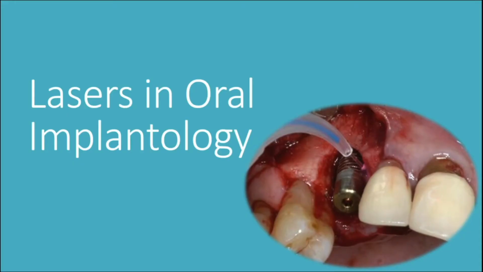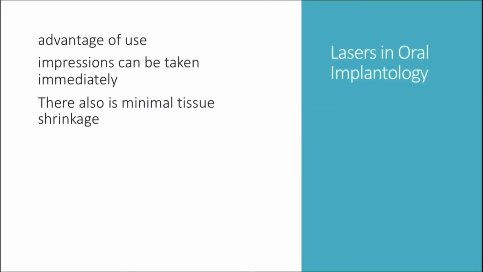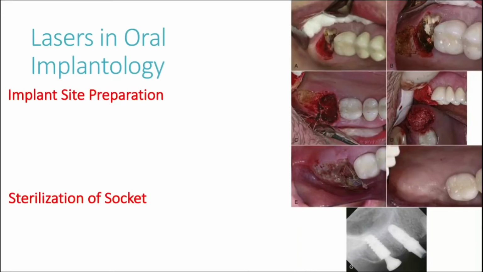Laser in oral implantology. Advantages of use: impressions can be taken immediately and there is minimal tissue shrinkage. Implant site preparation: lasers can be used for placement of mini implants, especially in patients with potential bleeding problems, to provide bloodless surgery in the bone and remove the diseased tissue around the implant, and for sterilization of the socket.